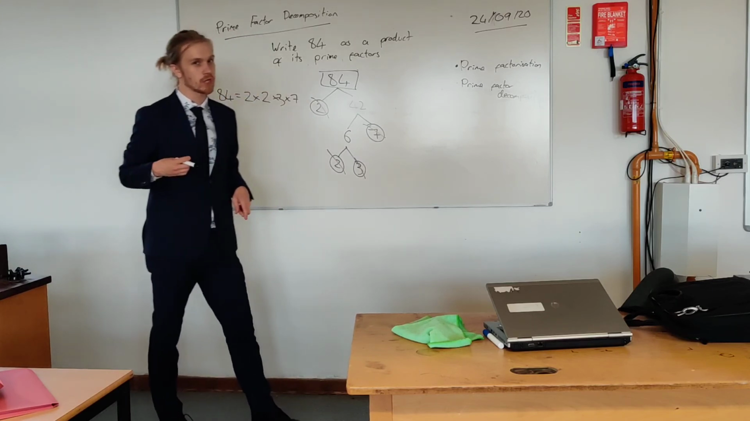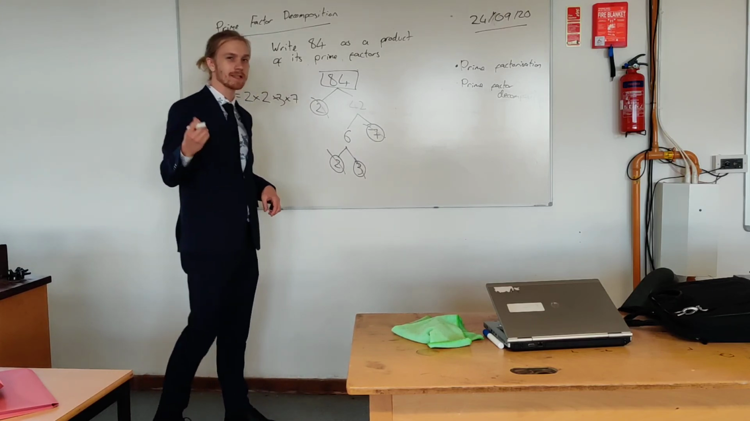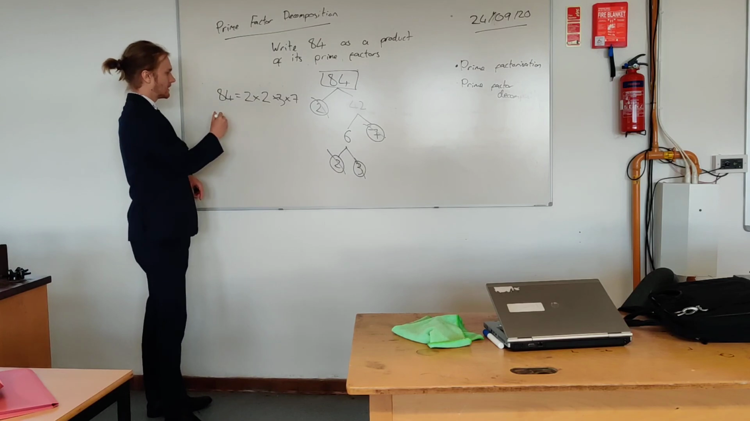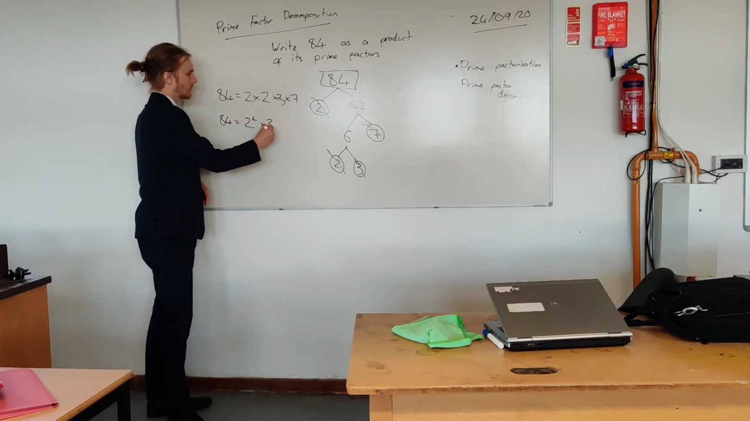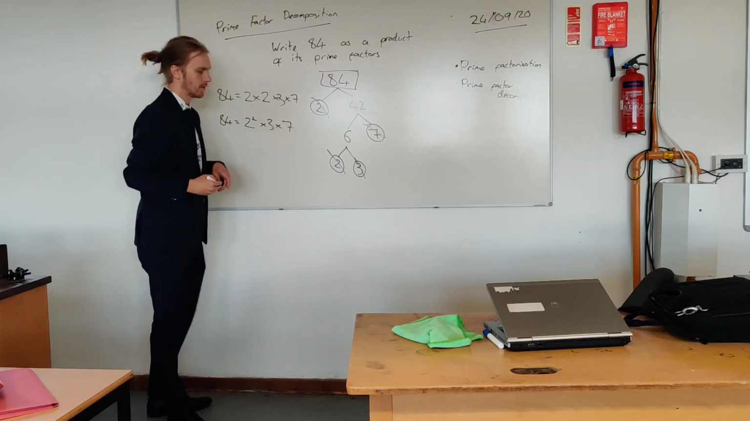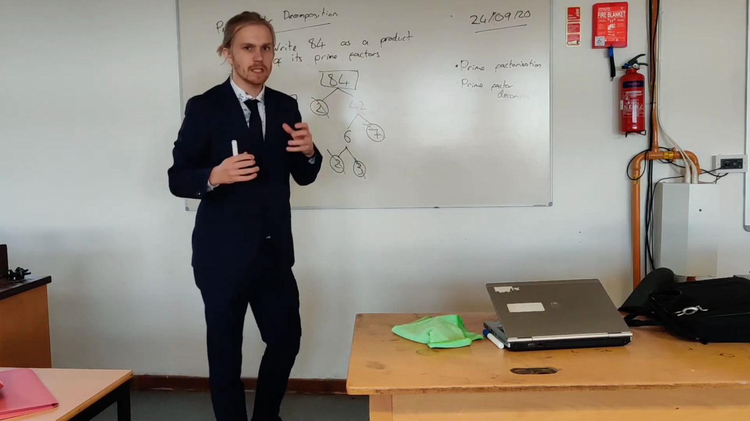And if you want to really show off, sometimes we write our answer in index form. Instead of writing 2 times 2, I can write 2 squared times 3 times 7. Hopefully that all makes sense for you now.